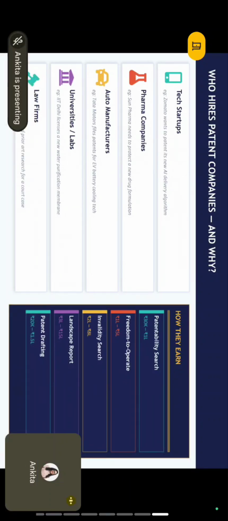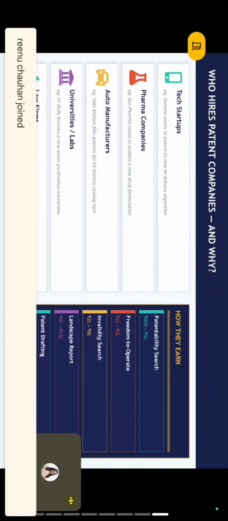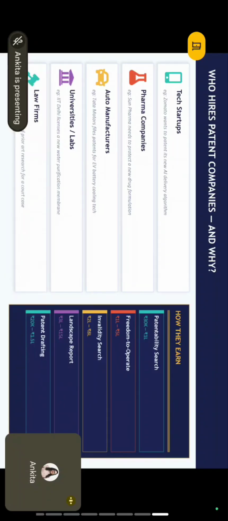Another is pharma companies. If Sun Pharma needs to protect a new drug formulation, they come to the patent companies. Automobile manufacturers, Tata Motors files a patent for EV battery or cooling tech. So they also come to the patent companies. Some universities, for example, IIT Delhi, develop a new water purification membrane and they want to patent it and license it to the companies, but they need help with the entire process. So patent companies help universities to monetize their research.